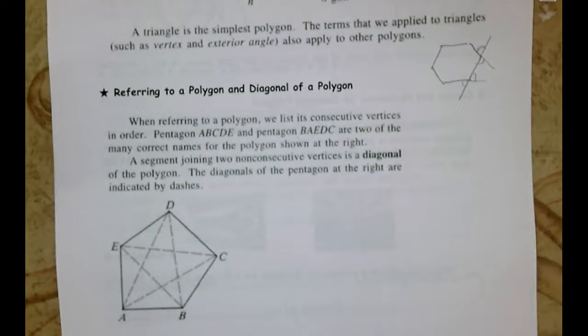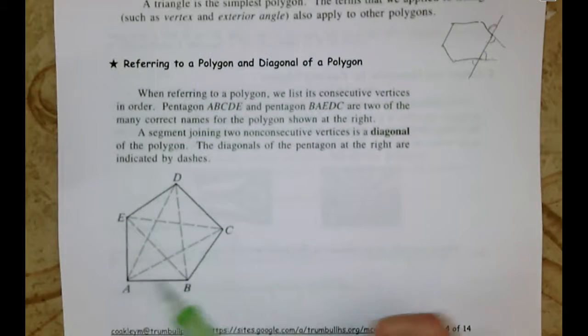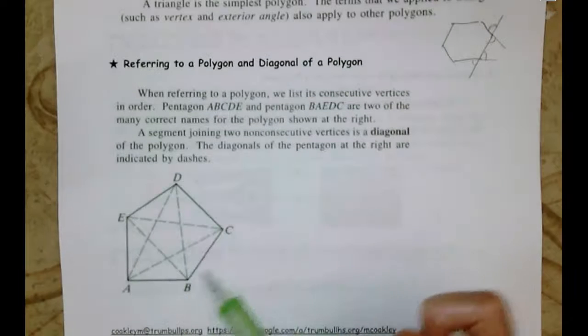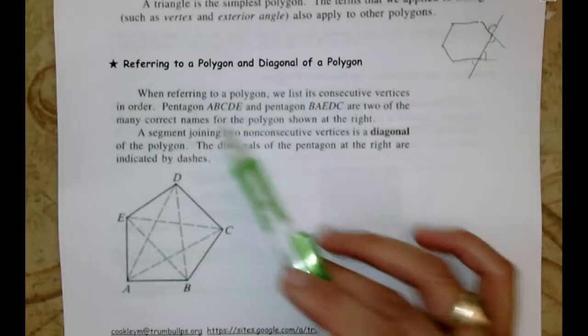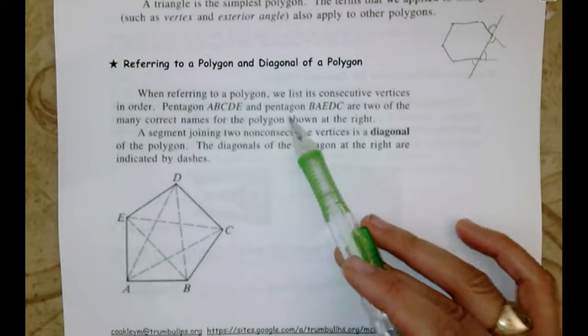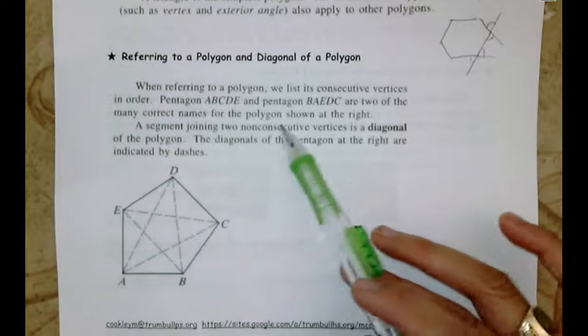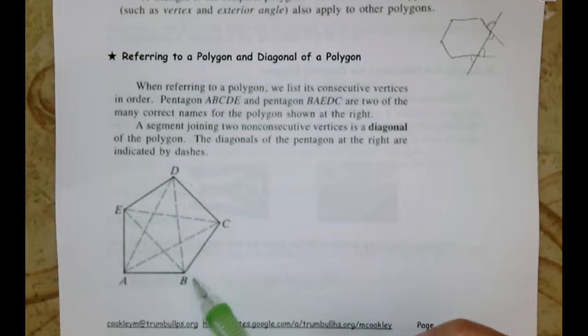When referring to a polygon, we list the consecutive vertices in order. You remember you have to go in order, like a square. You don't skip like this. You go in order, either counterclockwise or clockwise, as long as it's in order. Pentagon ABCDE and pentagon BAEDC are two of the many correct names for the polygon shown below. ABCDE or BAEDC, they are both correct ways of naming this pentagon.